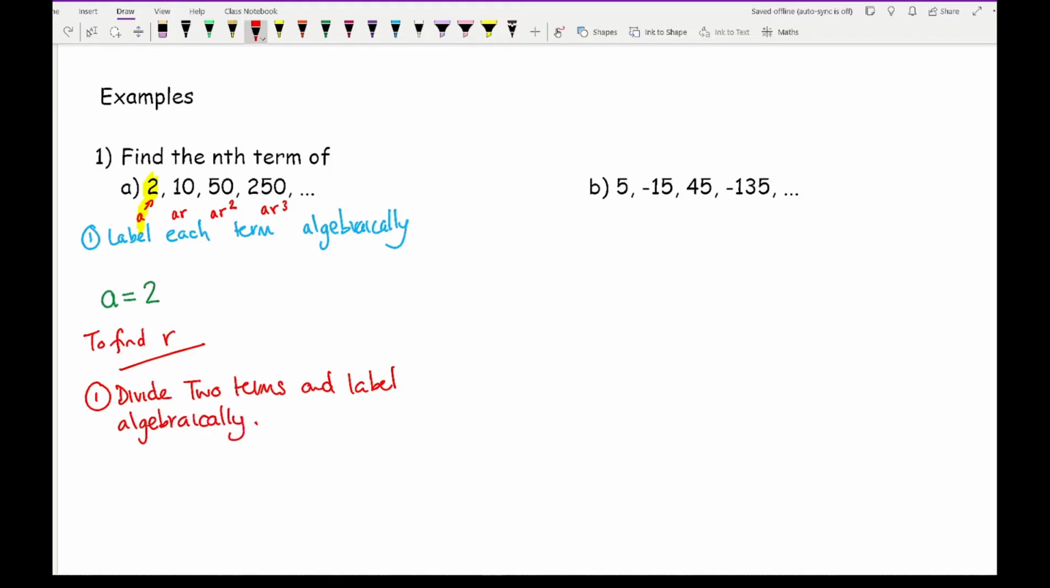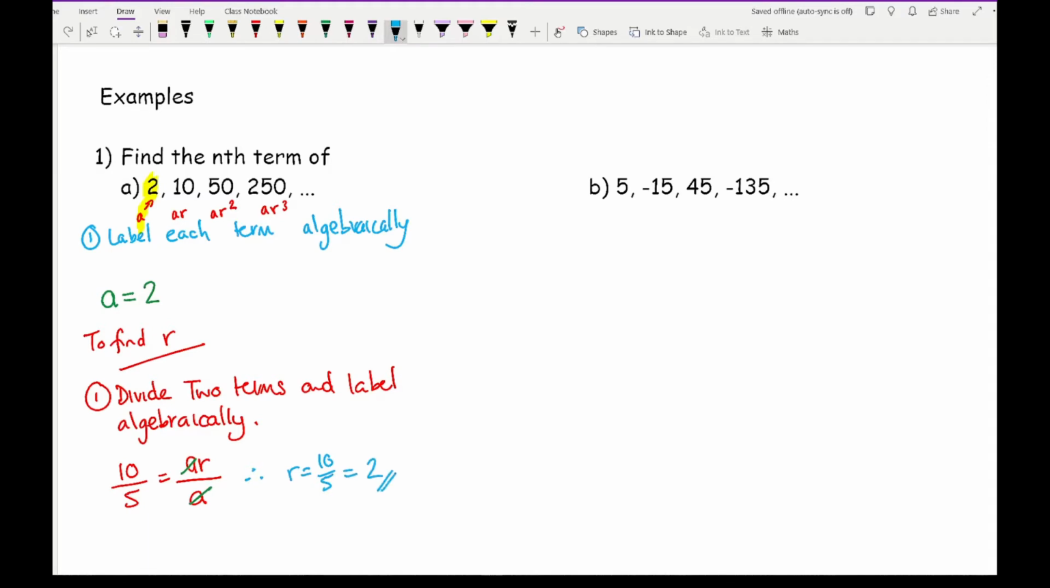So what I mean by that is, if I take any two terms, so let's take 10 over 5, that's going to be equal to ar over a. And as you can see from this, the a's are going to cancel, which then leaves me with r. So therefore r is going to equal 10 over 5, which is equal to 2.